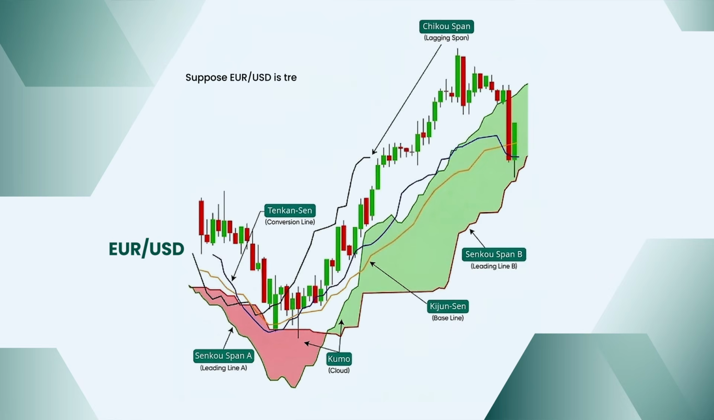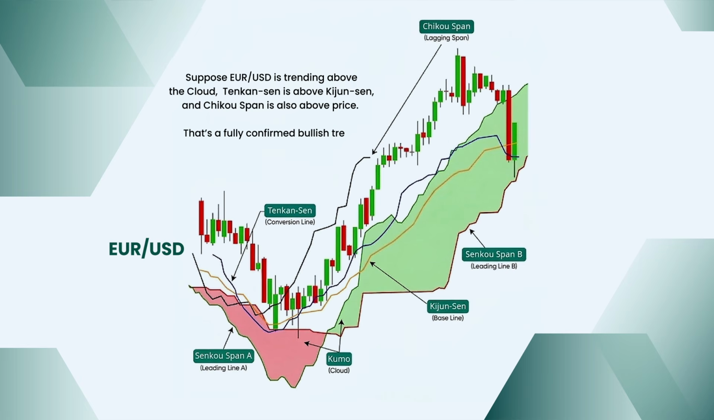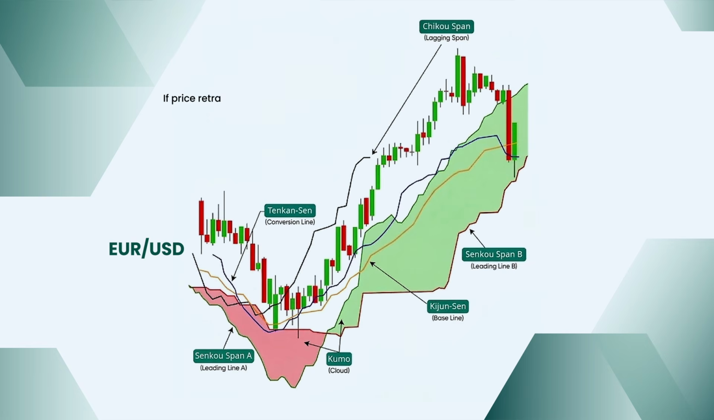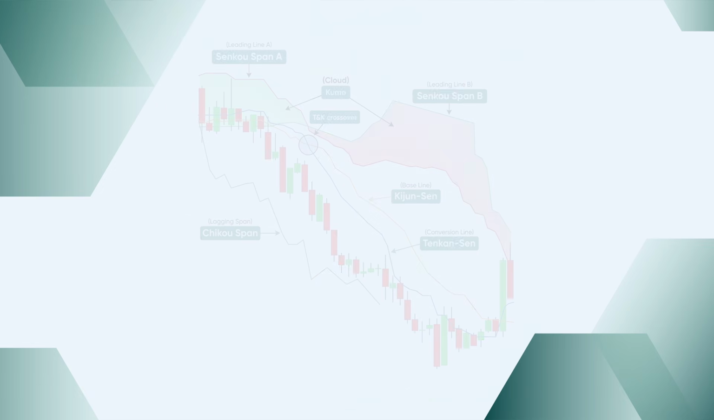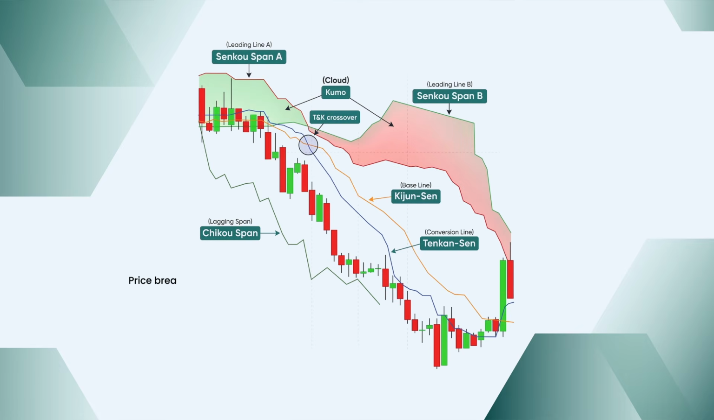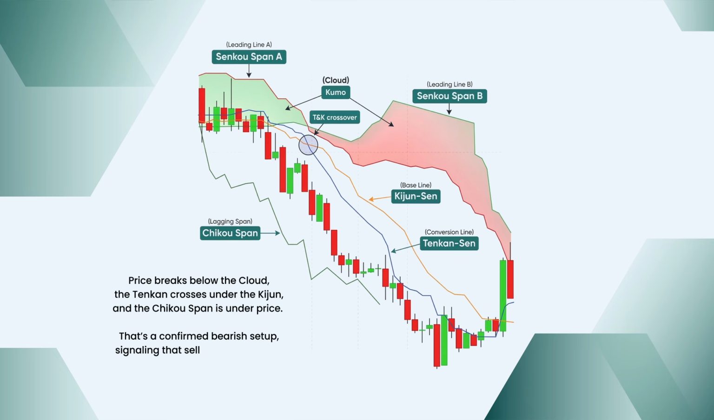Suppose EUR/USD is trending above the cloud, Tenkan-sen is above Kijun-sen, and Chikou Span is also above price. That's a fully confirmed bullish trend. If price retraces towards the cloud but doesn't break below it, traders see that as a potential buy the dip opportunity. Now imagine the opposite. Price breaks below the cloud, the Tenkan crosses under the Kijun, and the Chikou Span is under price. That's a confirmed bearish setup, signaling that sellers are in control.